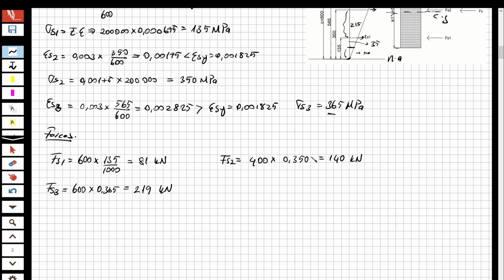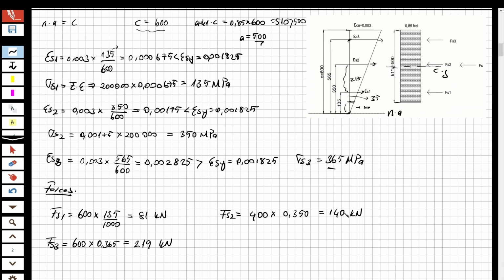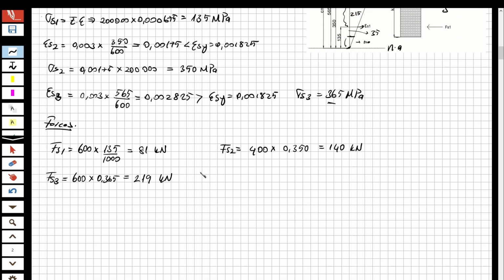Okay, so now let's check which are positive and negative. Look at here, you can see that all three steels are in the compression zone, above the neutral axis, so they are all positive. Okay, these are all positive.